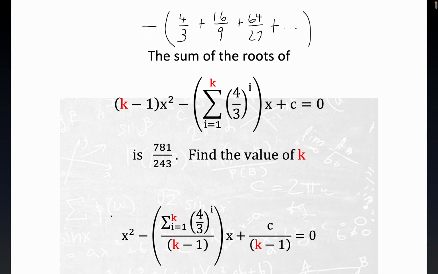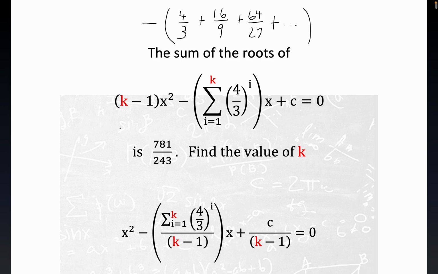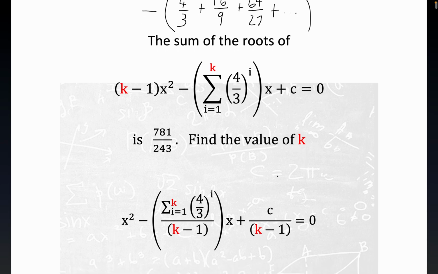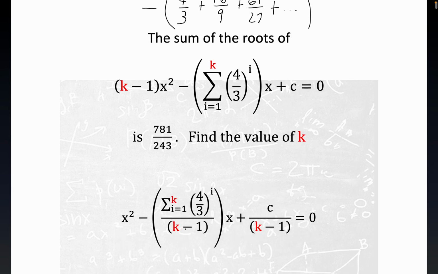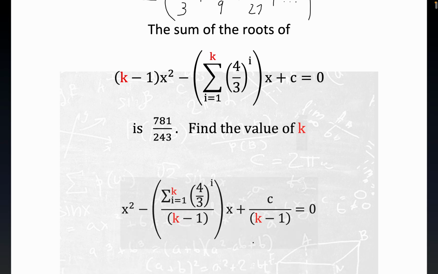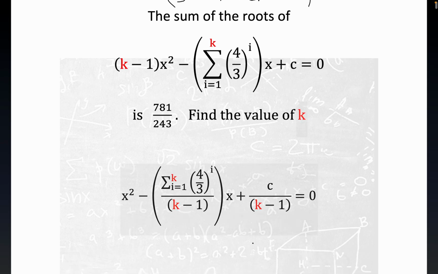Now, with a problem like this, it's almost instinctive or reactive to divide through by the coefficient of x squared to get what we call a monic polynomial, degree 2. And we end up with this expression right here. Now a lot of you are thinking Vieta's, and you're right. Vieta's is an approach here.